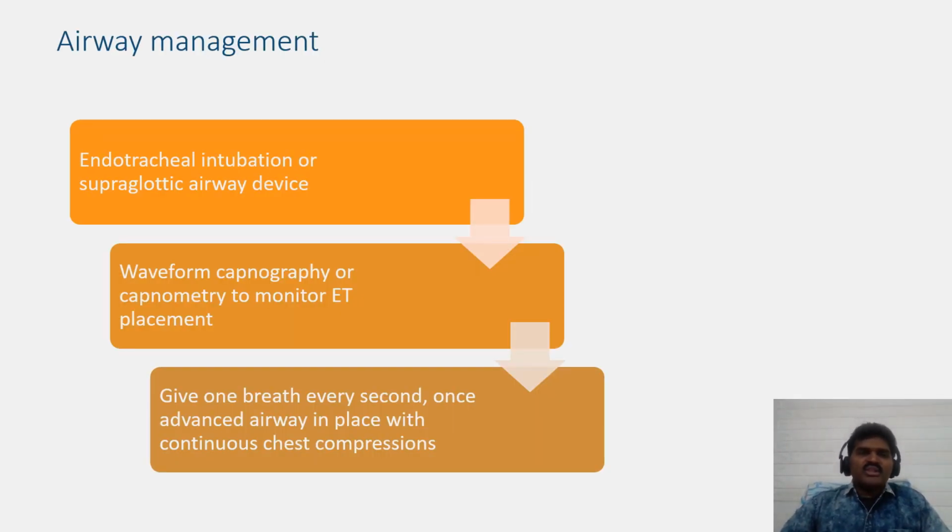Airway management: endotracheal intubation or supraglottic airway device, with waveform capnography or capnometry to monitor the ET tube placement. Sorry, give one breath every 6 to 8 seconds once an advanced airway is in place with continuous chest compressions. You need not coordinate.